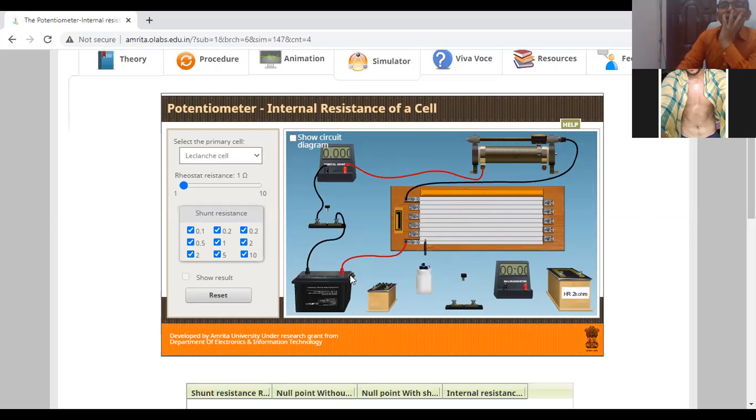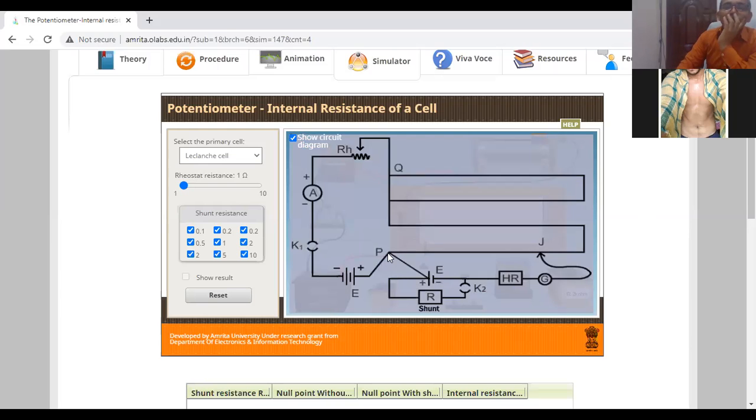Now, the next part is here. You see here, the positive terminal of the Leclanché cell whose internal resistance is to be measured must be connected with the point P, and the same positive terminal must be connected with one of the shunt resistance box terminals. So first of all, do like that, and the negative terminal of this cell is connected to key K2 as well as the high resistance box. So move on.